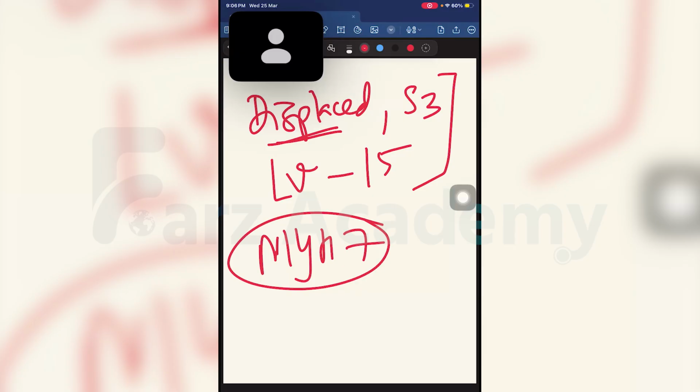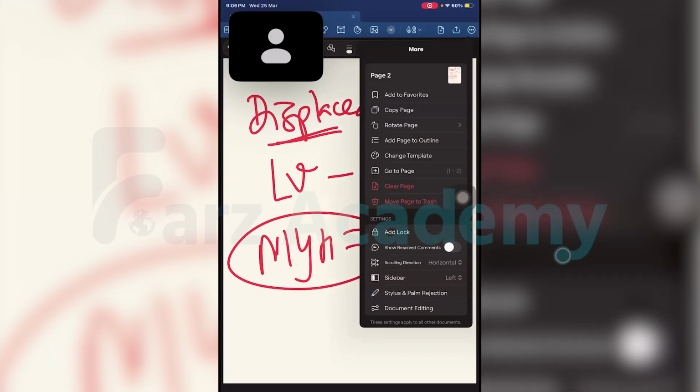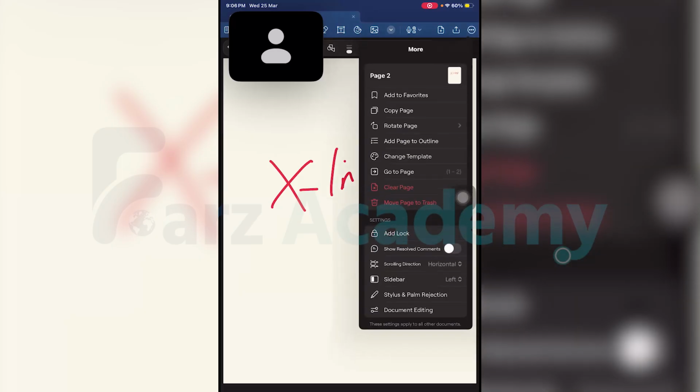What was the inheritance pattern for Fabry's disease? Autosomal recessive? No. X-linked. Yes, Fabry's was X-linked. What was it for cystic fibrosis? AR, autosomal recessive. Very good.